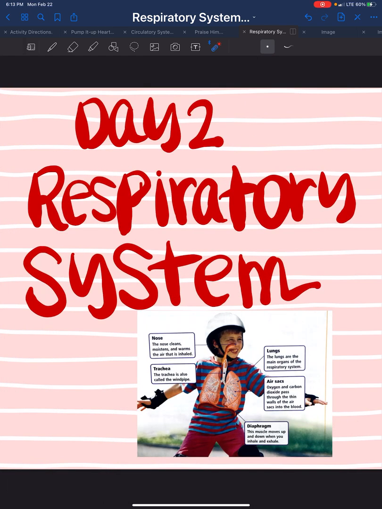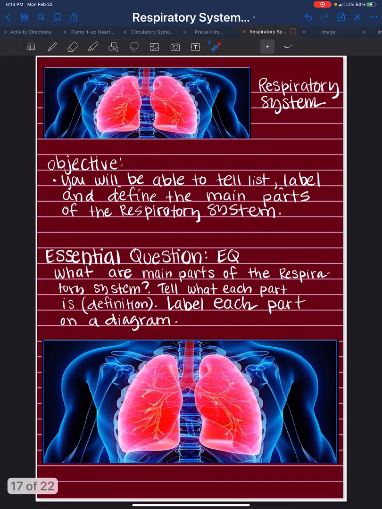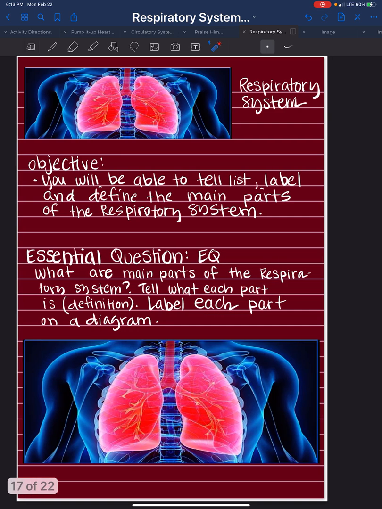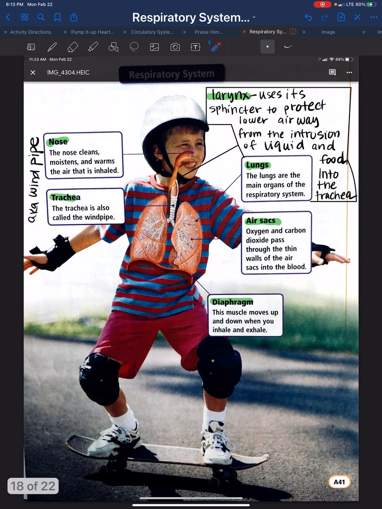Day 2, let's begin. Respiratory system. Objective, you'll be able to tell, list, label, and define the main parts of the respiratory system. Essential question, what are the main parts of the respiratory system? Tell what each part is, give a brief definition, label each part on a diagram. Okay, let's review. Here we've got the nose.